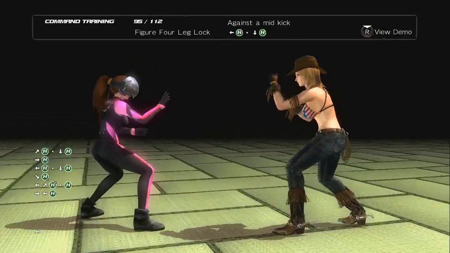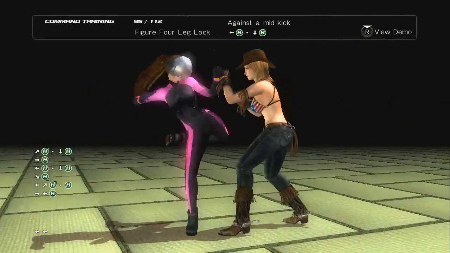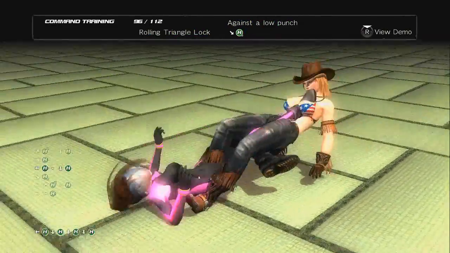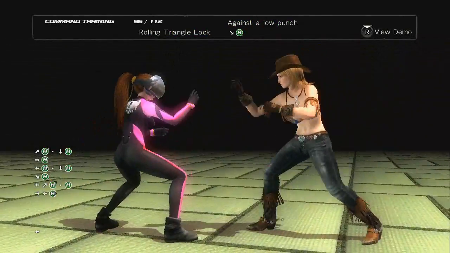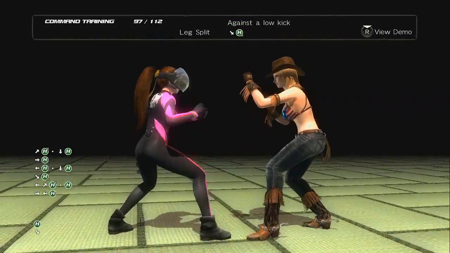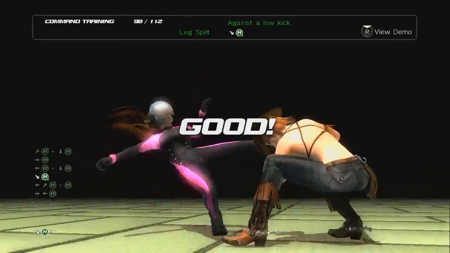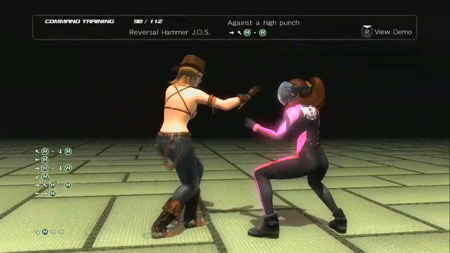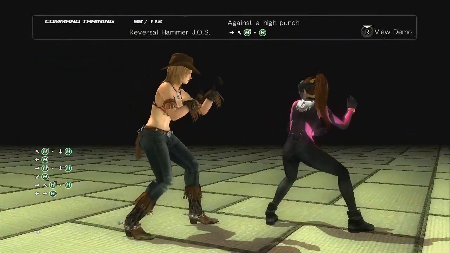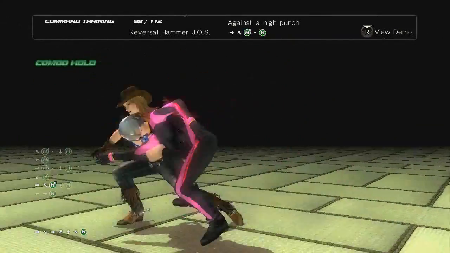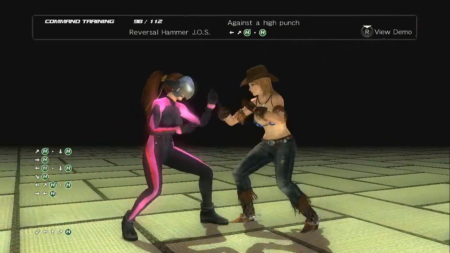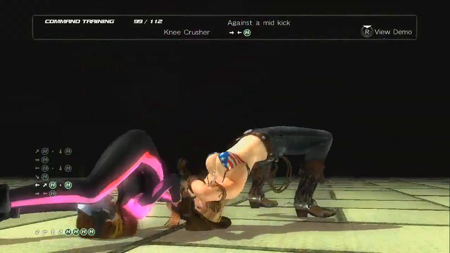No, it was a hip toss. So see, now it's figure 4. Damn it. Boosh! But that's pretty much Tina's moveset. She's a wrestler, that's why all of her moves are wrestling themed, because she is. Nope. Nope. Messed that up. Damn it. Boosh.